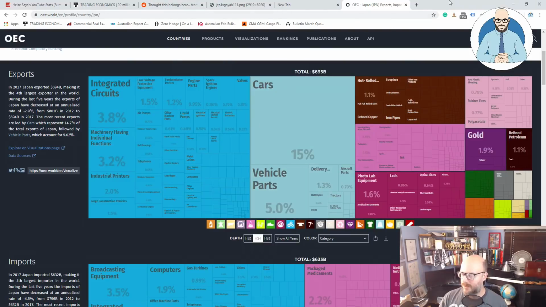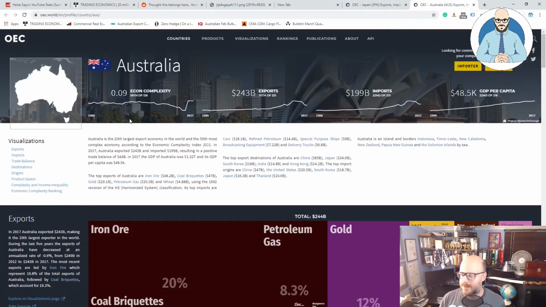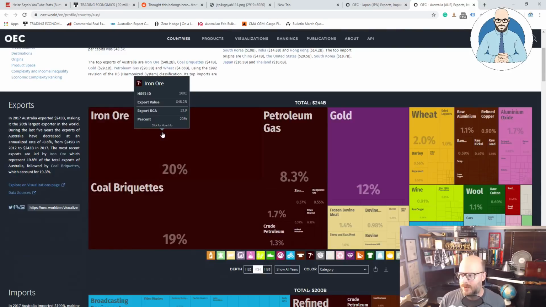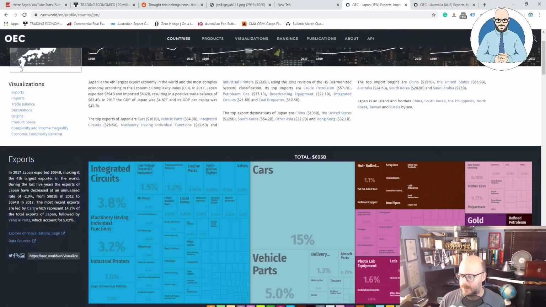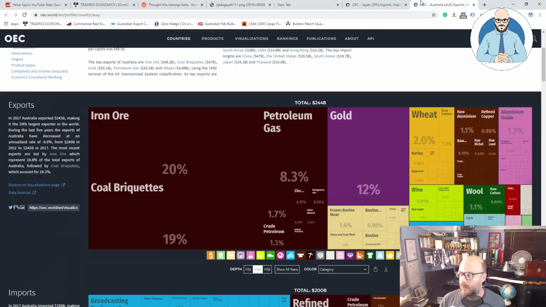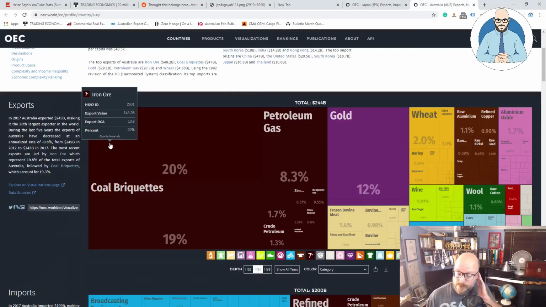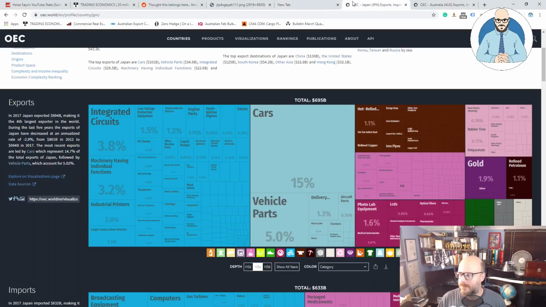There you go. What we'll do is I will bring up Australia as well, everyone. We'll just compare. So we're 59th in the world. Iron ore is our largest export. What's Japan's? Japan's largest export was cars. What do you think's more complicated? Iron ore or cars? So it's something to think about, guys.